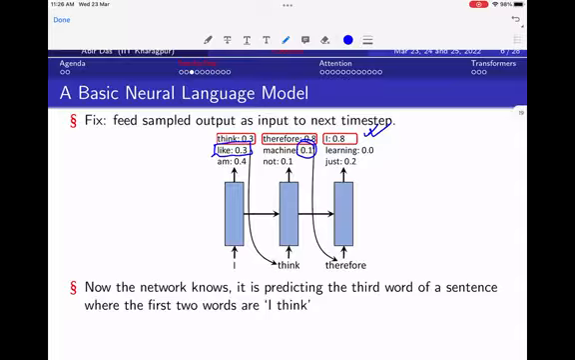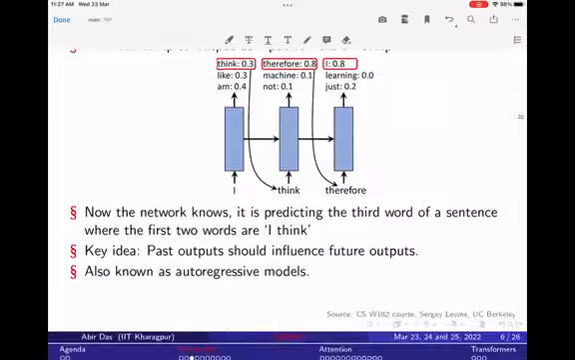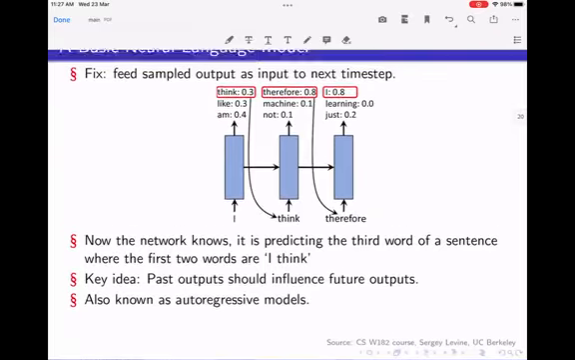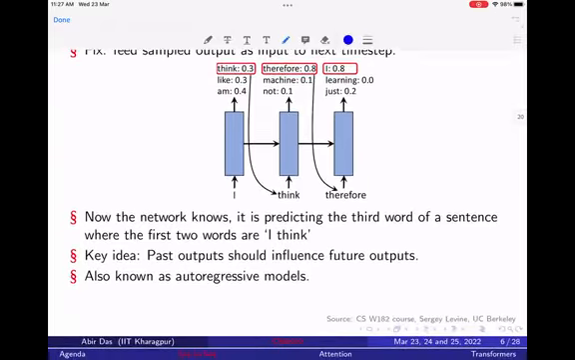And once you sample it, at this time, when it is generating the fourth word, the sentence already generated is "I like machine". So maybe the most probable next word will be "learning", and so on. Okay, so that is the simple fix, and this has a particular name. This is known as an autoregressive model.